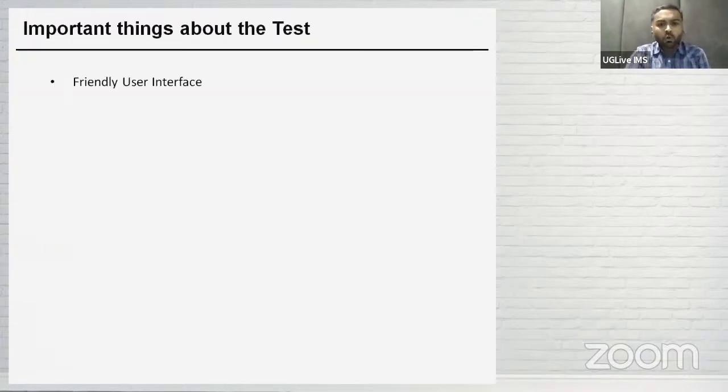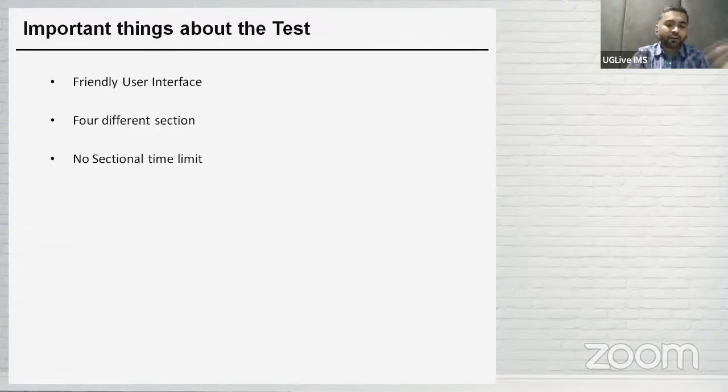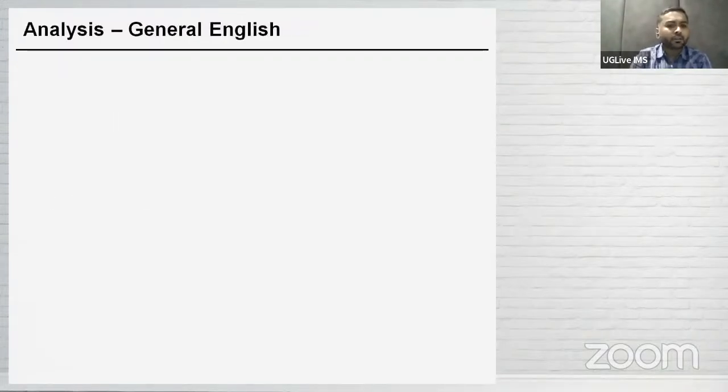There was no hiccup in terms of student experience or user interface. There were four different sections, which made it very clear for the student to distinguish among the sections. No section time limit, as we discussed, and no on-screen calculator, right? Now let's move on to the general English section.